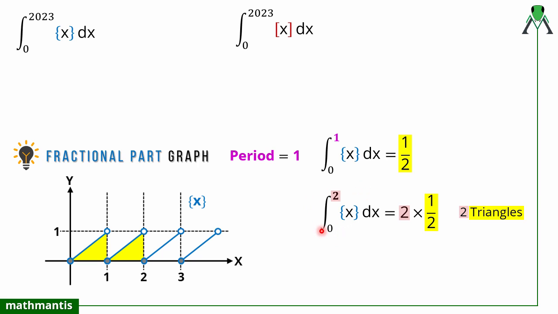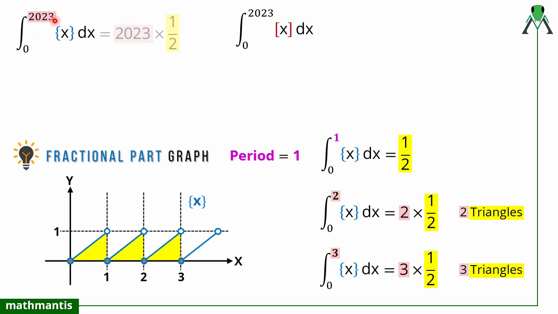Now suppose we have to evaluate 0 to 3. This will become 3 multiplied by half, because it will include three triangles from 0 to 3. So using this observation and logic, we can directly say that this is the value 2023. If you include zero to 2023, this definite integral value will become 2023 multiplied by half.